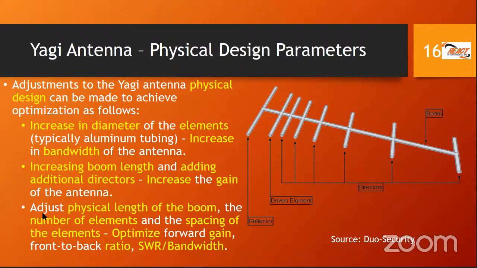Exam question. Now you can also adjust the physical length of the boom, the number of elements, and the spacing of the elements. And when you do that, you're optimizing, you're getting more gain, you're getting better front to back ratio, and you could be adjusting the SWR and bandwidth also of the antenna. So that's what hams do: design, optimize, change lengths, change distances, add more, subtract, and optimize, all to be able to communicate, get our signals farther, and be able to have better signals.